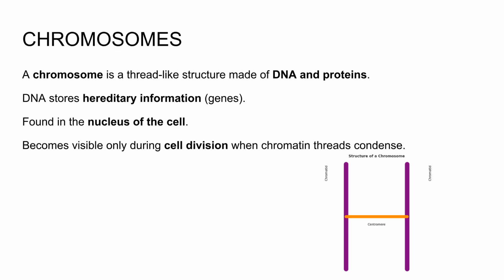So what does it do? It carries genetic information that determines the traits of an organism. It becomes visible only during cell division, when chromatin threads condense. As you all can see on the screen, the purple line denotes the chromatid and the middle line denotes the centromere, the orange colored one.